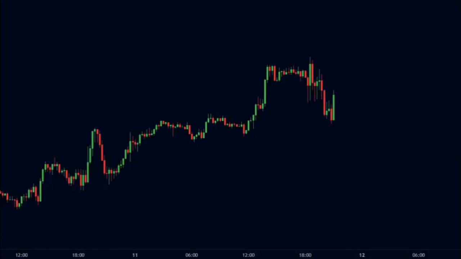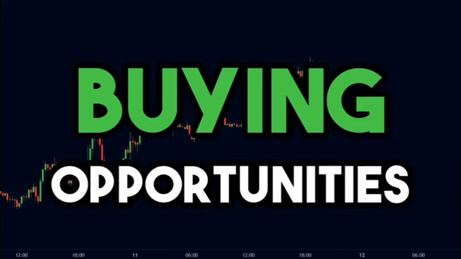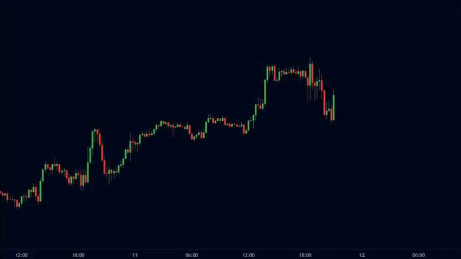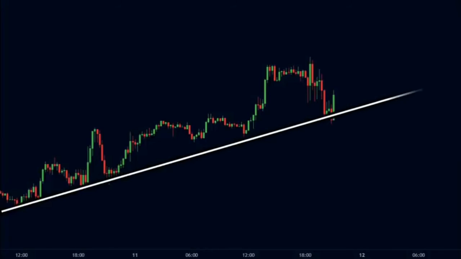Here we have the 15-minute chart of the Euro-USD pair. Here we can see that the price is making higher highs and higher lows. Hence, this is an uptrend. This means that we will only look at buying opportunities. The first step is to plot the trend line. We will do so by connecting the major swing points. Here are the major swing points. We connect these swing points to create the trend line.